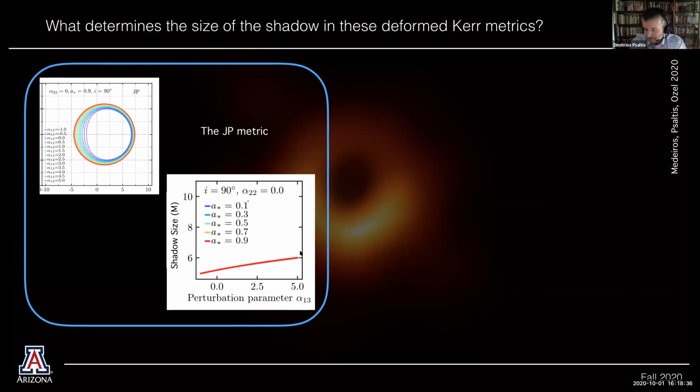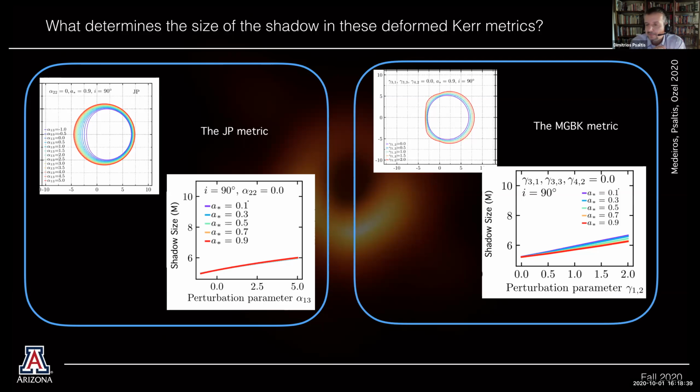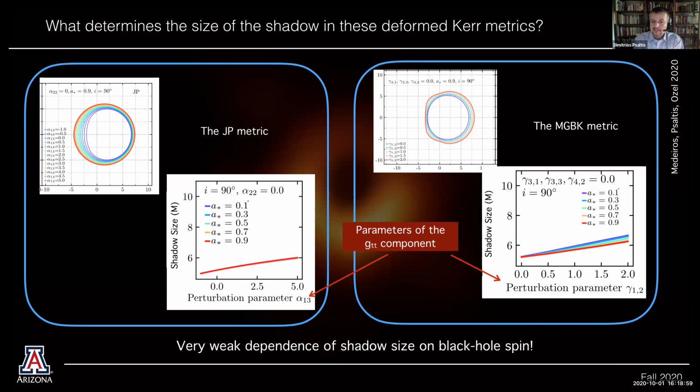We thought, okay, maybe this is specific to the JP metric. How about we do it for the other one? And we found very similar results. Again, this one has a slightly bigger, but still weak dependence on the spin. But it turned out that in both cases, it was one type of parameter that always made the biggest effect in producing the size of the shadow. And very weak dependence on spin. And funnily enough, all those parameters primarily determined not the warping of the space, but actually the slowing down of clocks, what we called the TT, the time component of the metric.